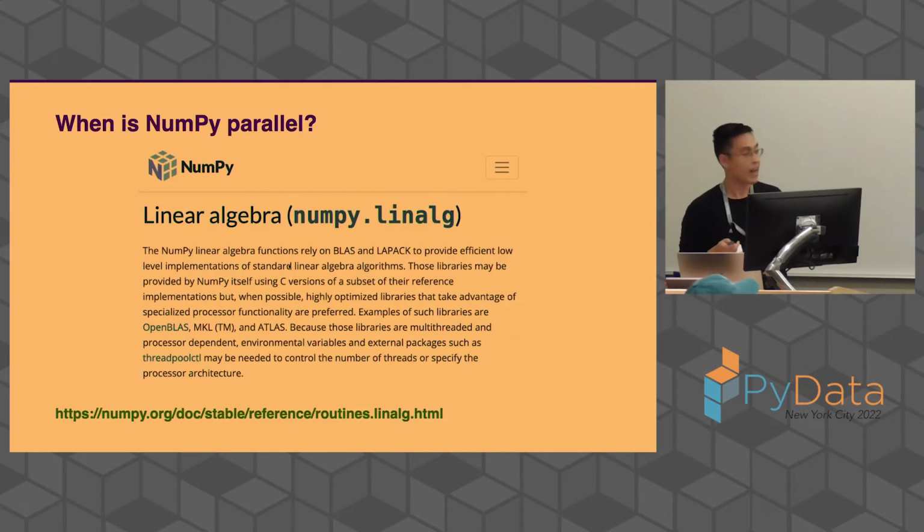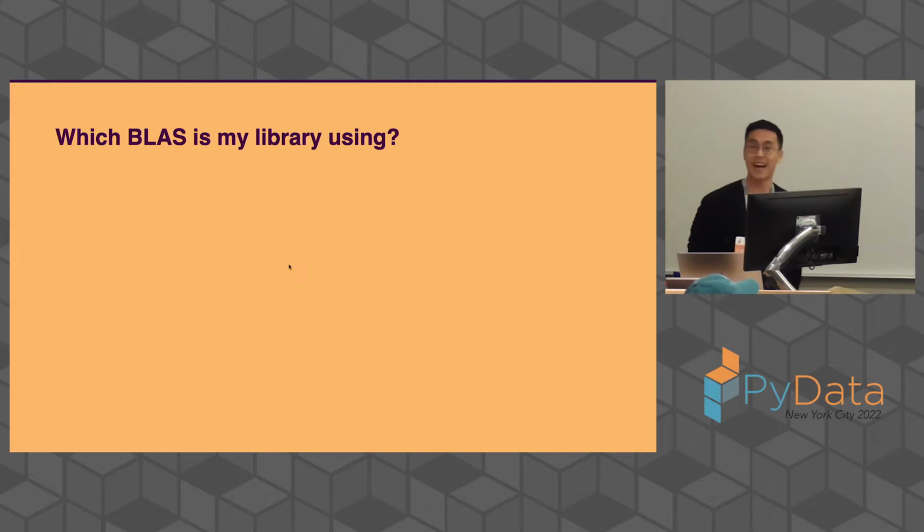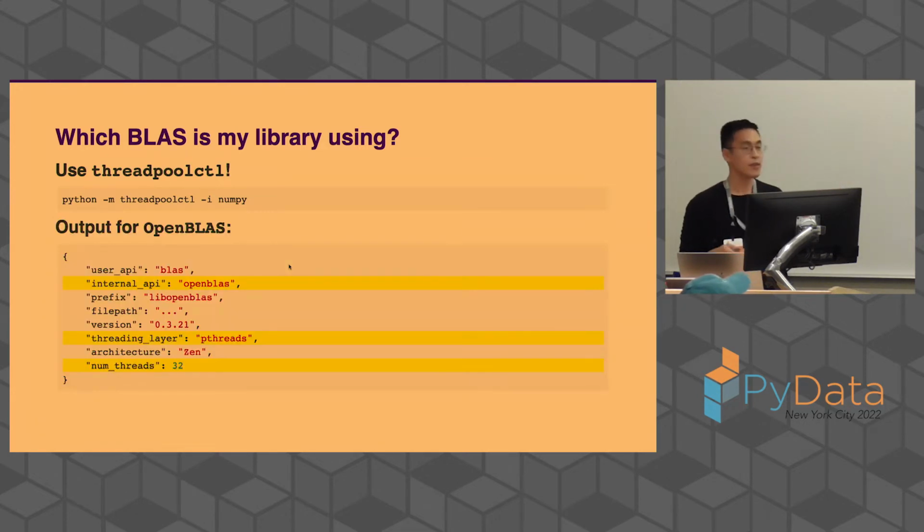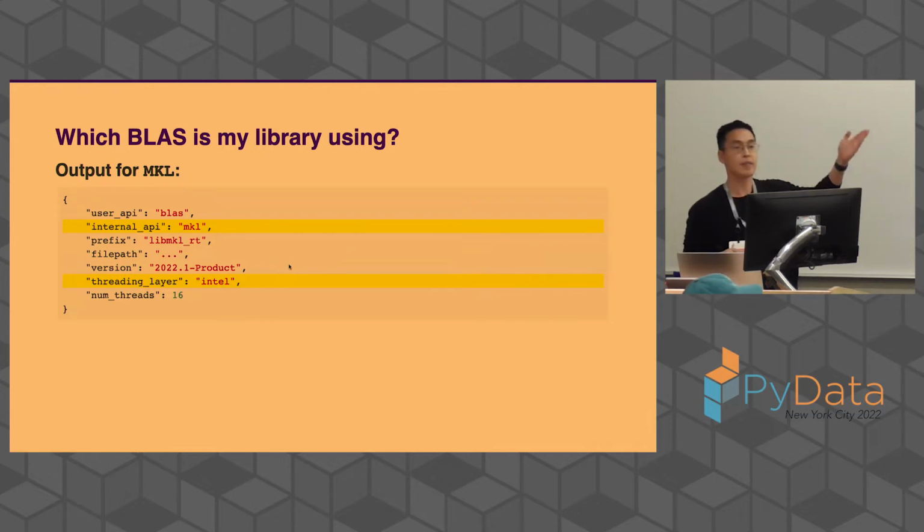How do you know which BLAS you're using in NumPy? There's this cool library called threadpoolctl, which you can run on the command line. What this gives you is the configuration: if it's using OpenBLAS, if it's backed by pthreads, which we'll get into later, and how many threads it's using. If it's MKL, it will give you something like this. It'll tell you that it's MKL. So this is a quick way to diagnose which BLAS your NumPy is using.